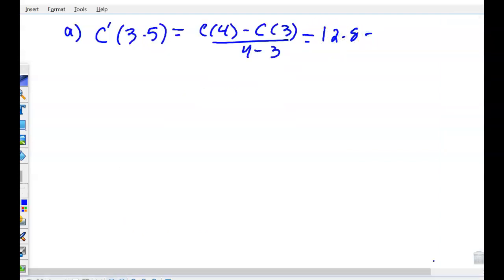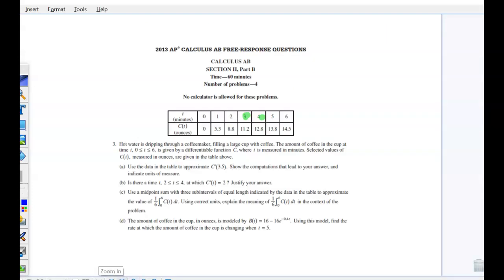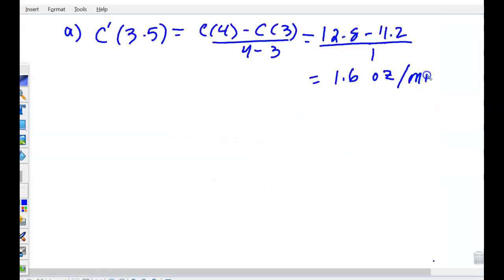And c of 3 was 11.2, all over 1. And this would work out to be 1.6, and this was in ounces, and my time was in minutes. So the rate change at 3.5 would be 1.6 ounces per minute. And again, that would be an approximate because we used a difference quotient with 2 numbers on either side of 3.5.